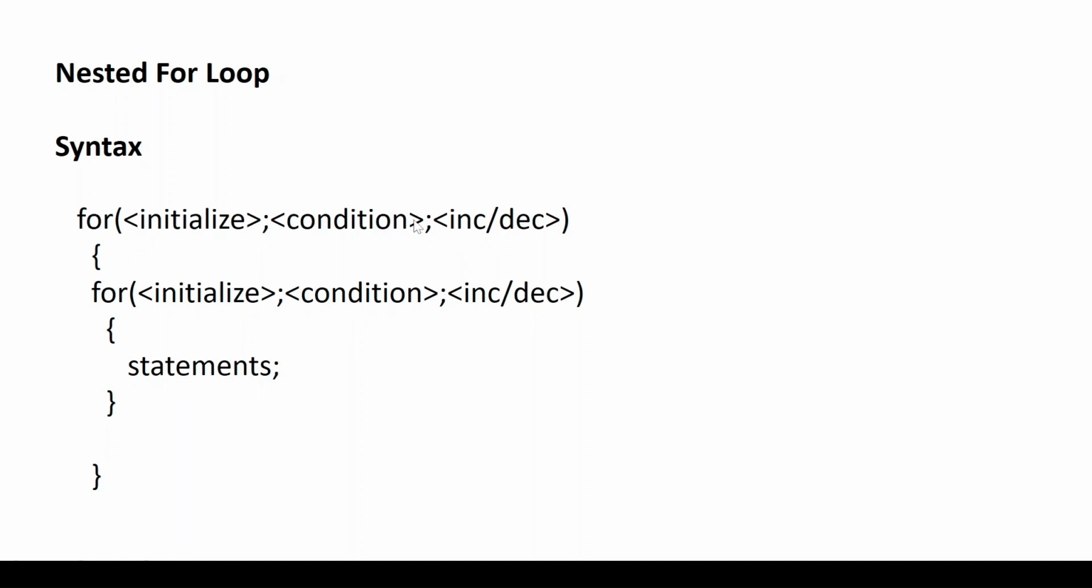If the condition is true, it will again come to the internal for loop and again initialize the value of the variable. Then it will check the condition, then the statement will get executed, and this process will continue till the condition of the external for loop is true. Now we'll see how to work with nested for loop in a program.